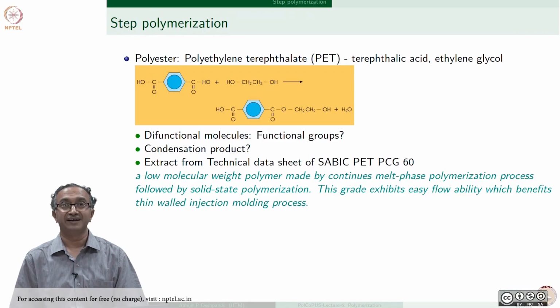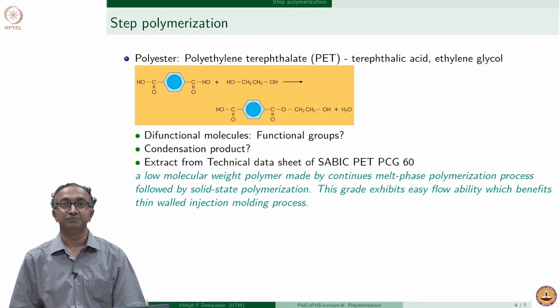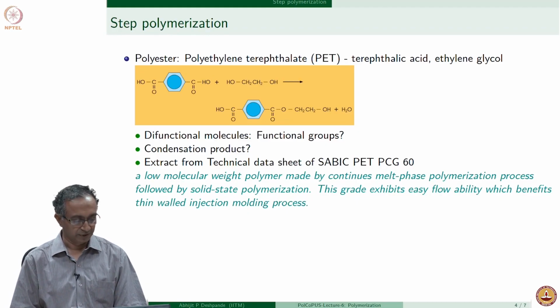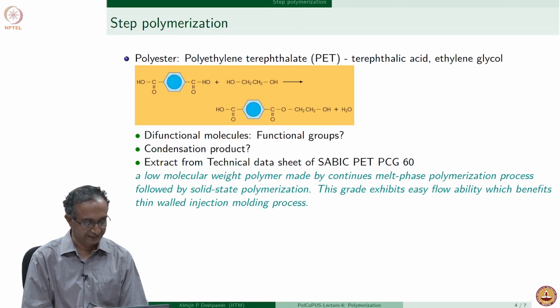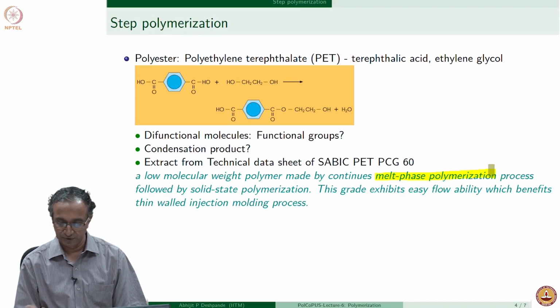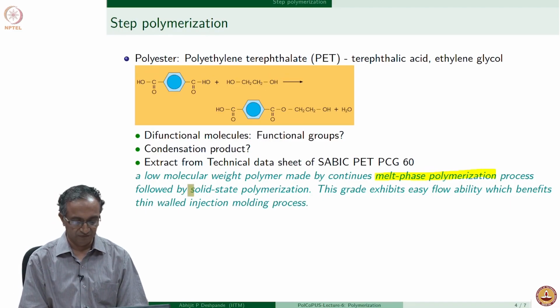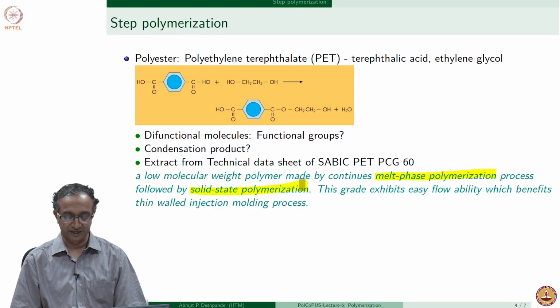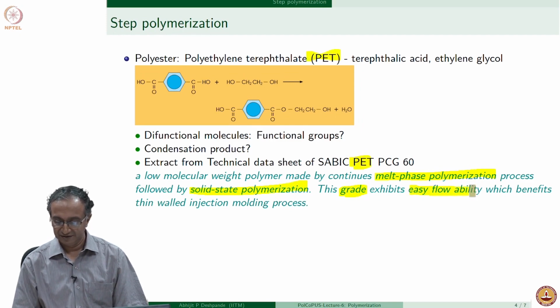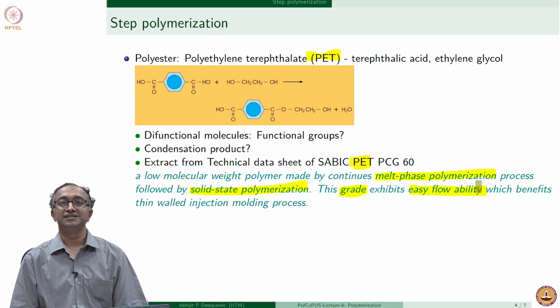So this is just to highlight how molar mass distribution and polymerization method are important, and this is taken from trademark literature from one of the companies, Sabic in this case, where you can see how they are highlighting the different types of polymerization being used. So a melt phase polymerization followed by solid phase state polymerization, and therefore this grade of polyethylene terephthalate that we are discussing allows easy flowability.